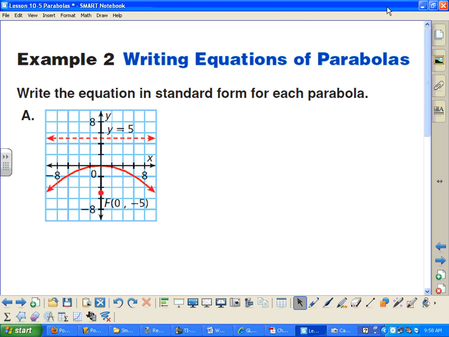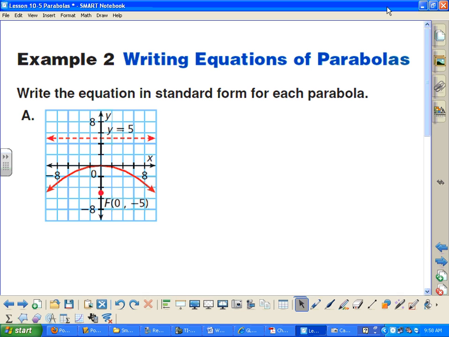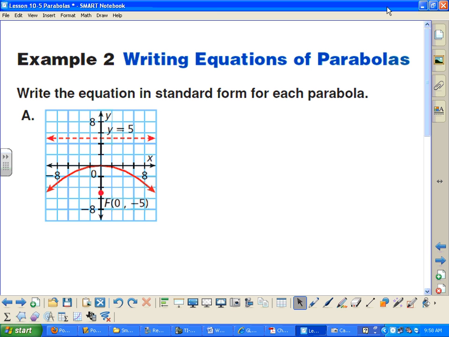Okay, now we're going to take a graph, and from the graph we're going to find the equation for the parabola. Okay, so once again, we need to find the vertex, because we need to know h and k, and we need to know p. So vertex and p.